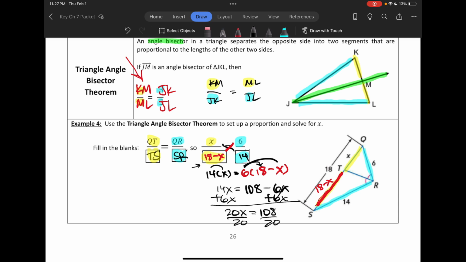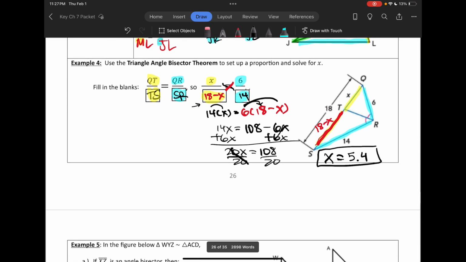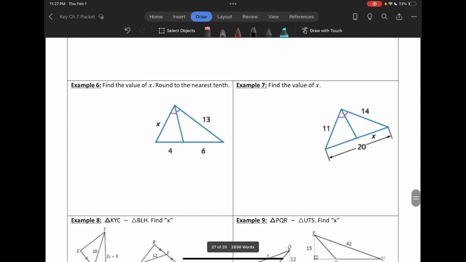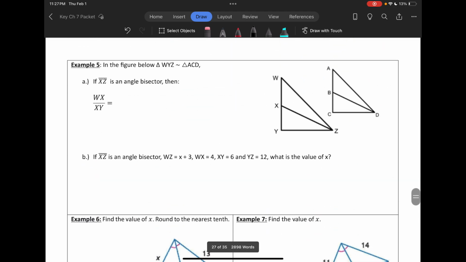I would divide by 20, and if we divide 108 by 20, we end up with x is equal to 5.4. There was no rounding here. X is exactly equal to 5.4. For these particular answers, you could leave it as a fraction or you could leave it as a decimal, either or. But again, just reiterating that if you end up with a decimal, that's okay. Sometimes that happens. We got a few more examples to go through here, and then we'll finish up the notes.